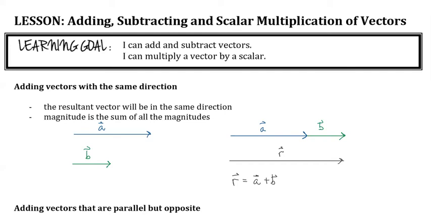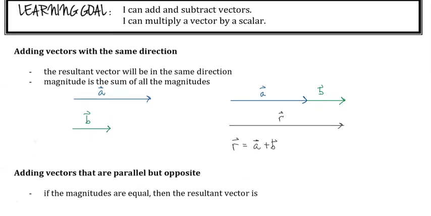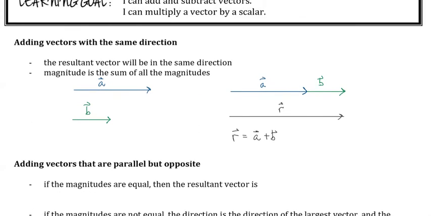Adding vectors that are parallel but opposite. Remember, opposite means same magnitude, different directions. But they're parallel. Opposite vectors have to be. If the magnitudes are equal, then the resultant vector is, what do you think? Very close. It's a little bit different from 0. It is the 0 vector.